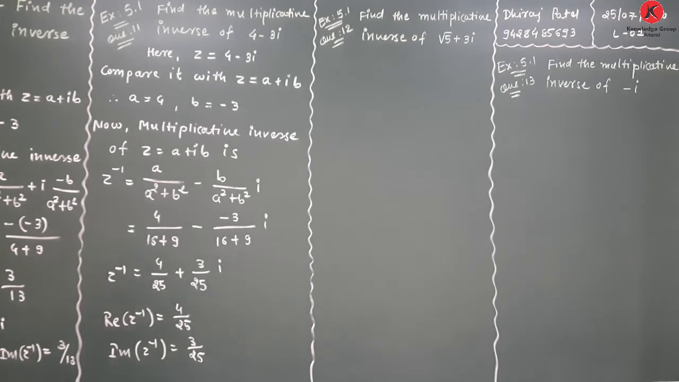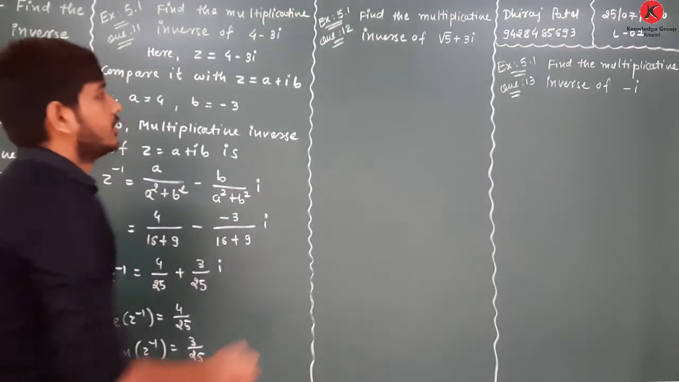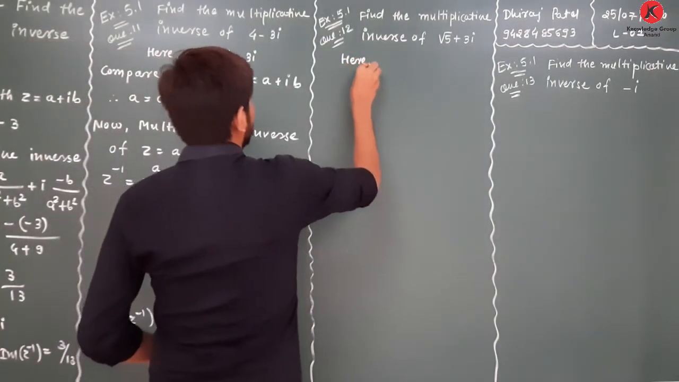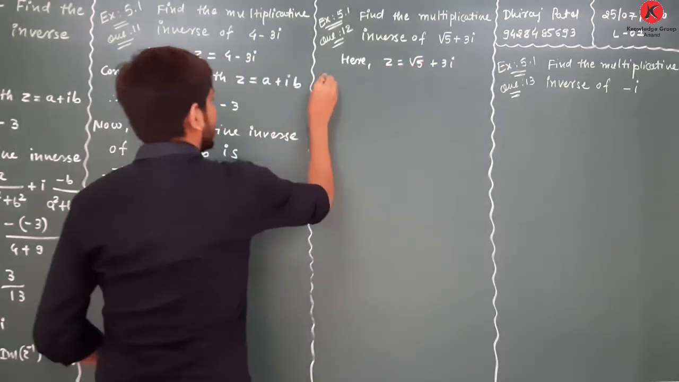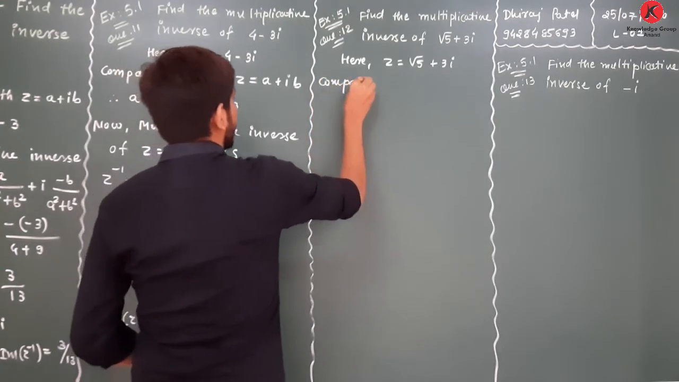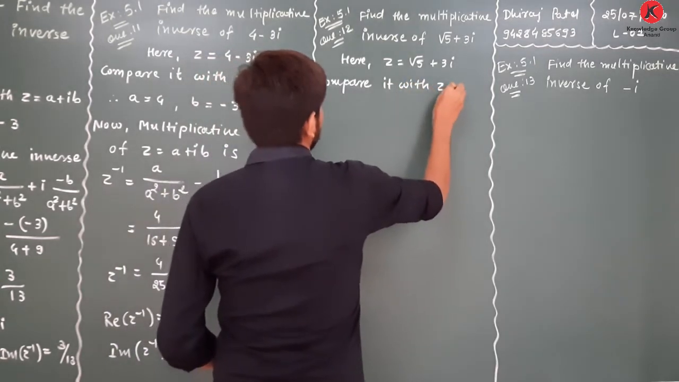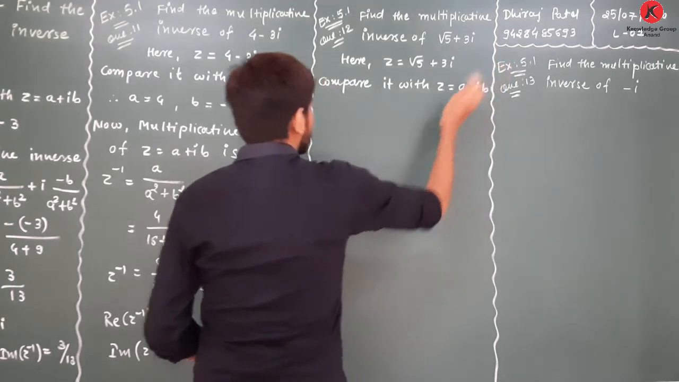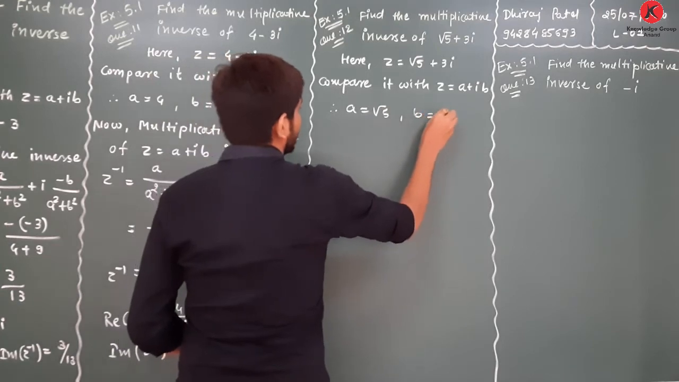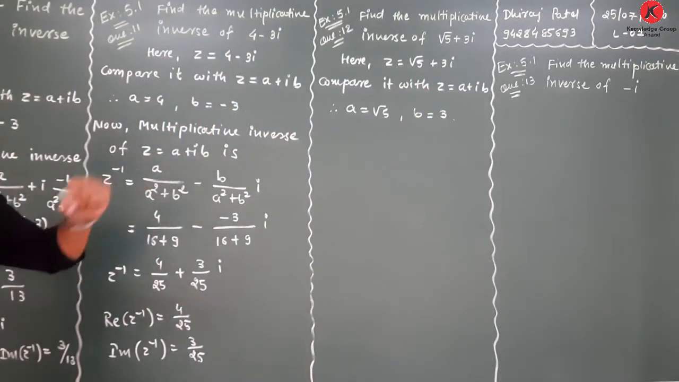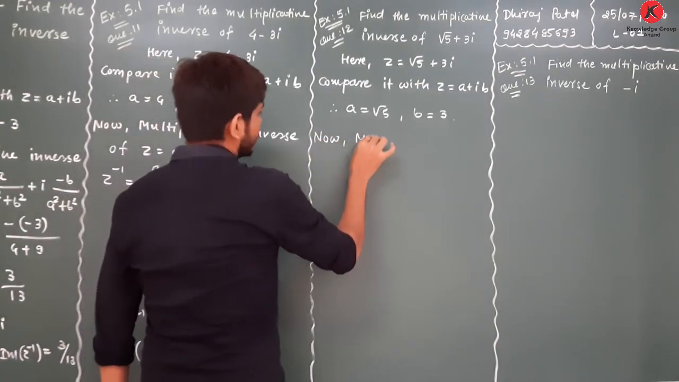Here your number is in standard form a plus bi. Okay, here z, the complex number z, is given as √5 plus 3i. Now directly compare it with the standard form of z. Compare it with z equals to a plus ib. Therefore we are getting a equals to √5 and b equals to 3 here. Now we want the multiplicative inverse.